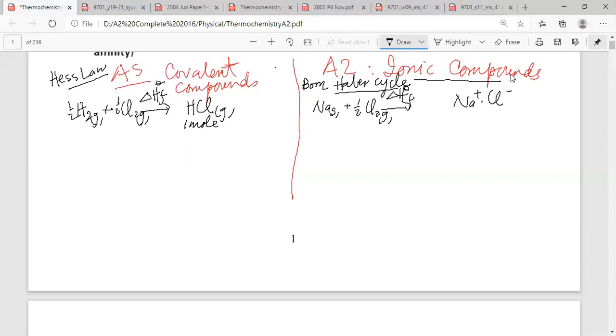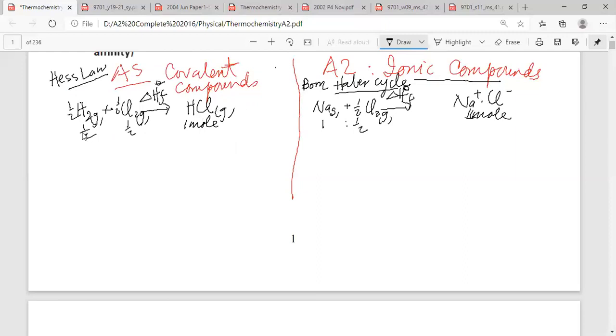So it's 1 mole here. That's why we balance it off as 1 mole here and half mole here, half mole here and half mole here, to fulfill the requirements of the definition of heat of formation.